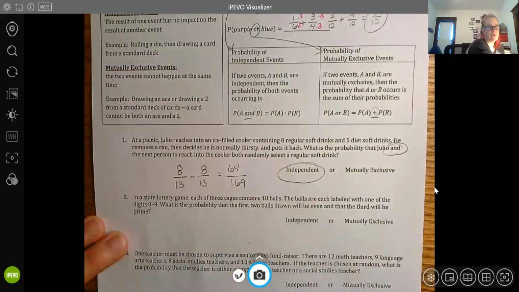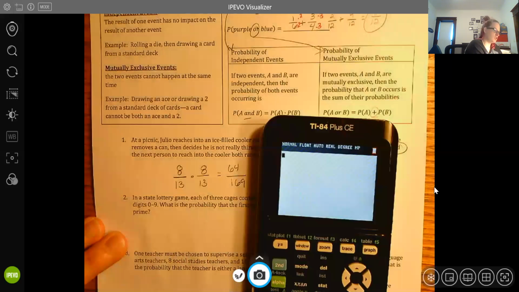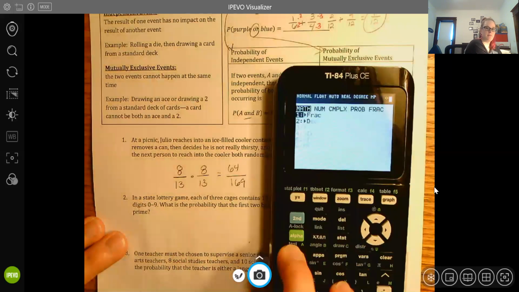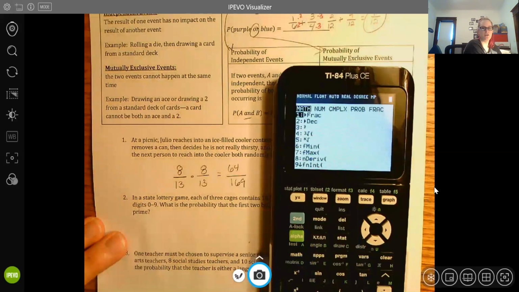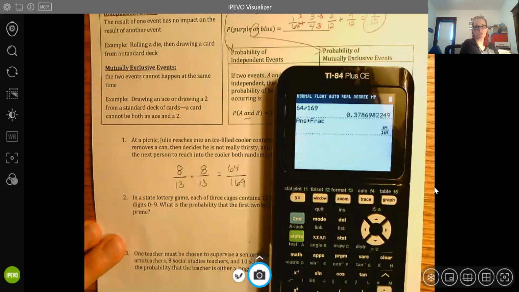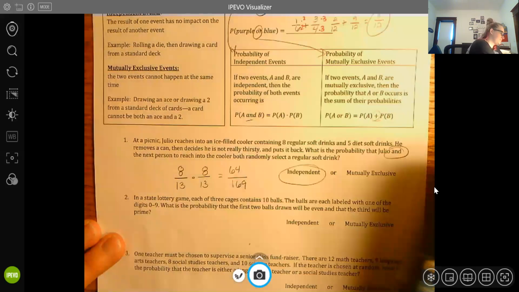Now, we always want to make sure that our fractions are as reduced as possible. So you remember you can just check 64 divided by 169. Get it into a decimal on your calculator, but then don't forget you can push math, and the very first one is fraction, and it'll throw it back into the lowest possible fraction. So 64 over 169 is the lowest fraction.